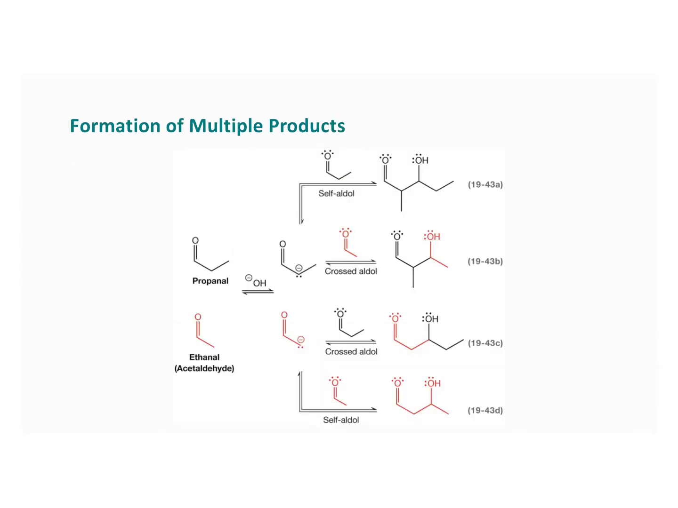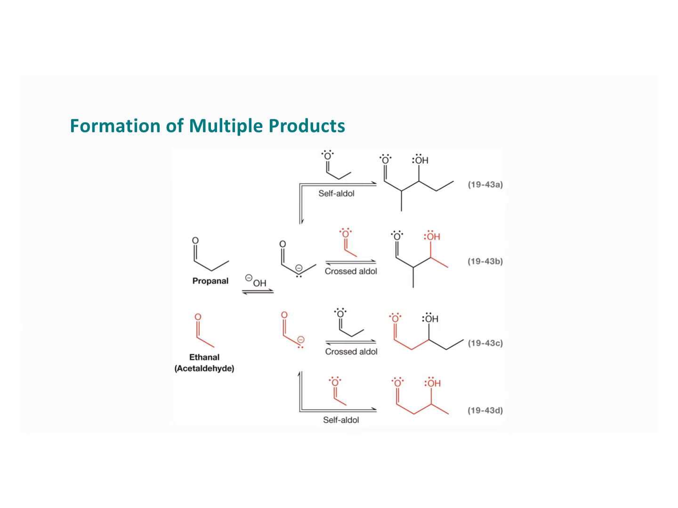So what we see here is that propanal can react with propanal and do a self-aldol. It can also react for a crossed aldol, and so we can react here and here. Then ethanal can react in a self-aldol as well as a crossed aldol.